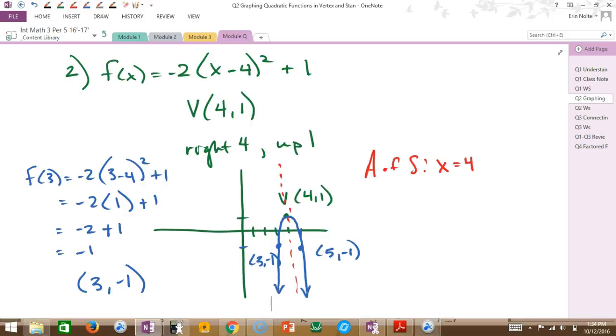Well, what's just the A value? -2. Okay, so how would you do a slope of -2? Down 2 over 1.